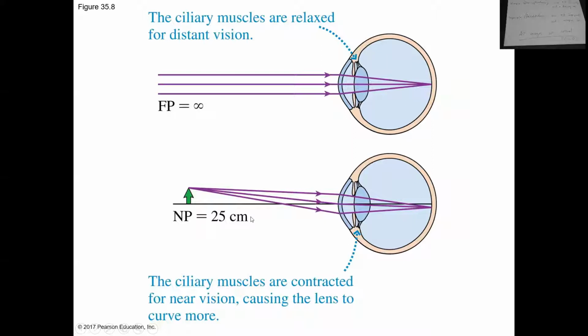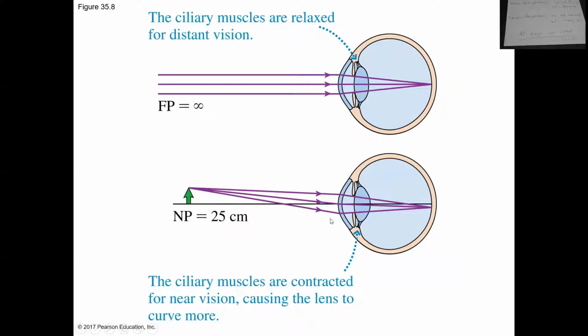So 25 centimeters is taken to be a typical value of the near point for a young adult with normal vision. As your book points out, when people get older, their near point tends to increase. I believe that's called presbyopia. It's a normal consequence of aging, and I guess it has something to do with the fact that this lens becomes less flexible.